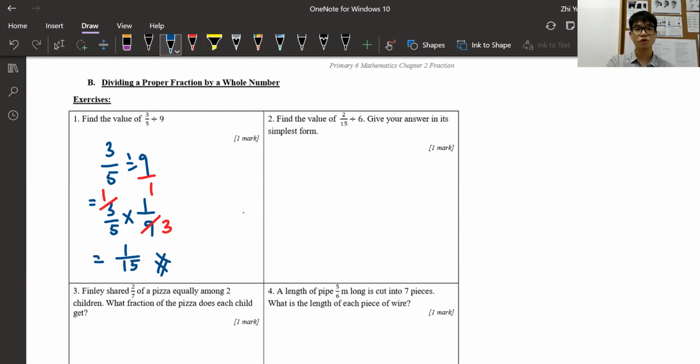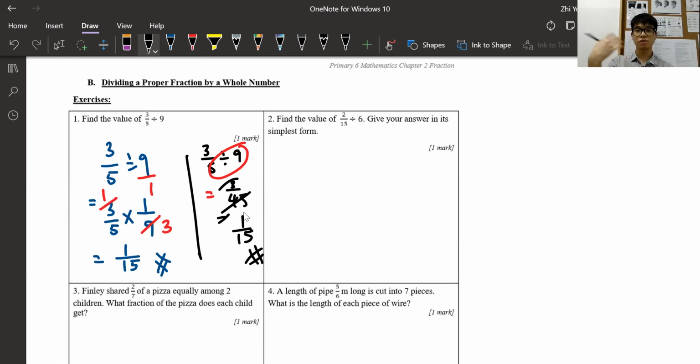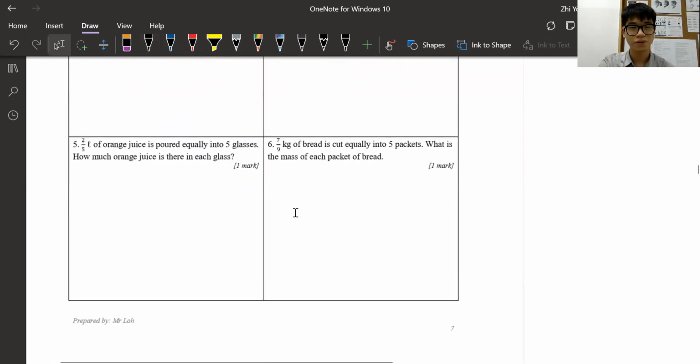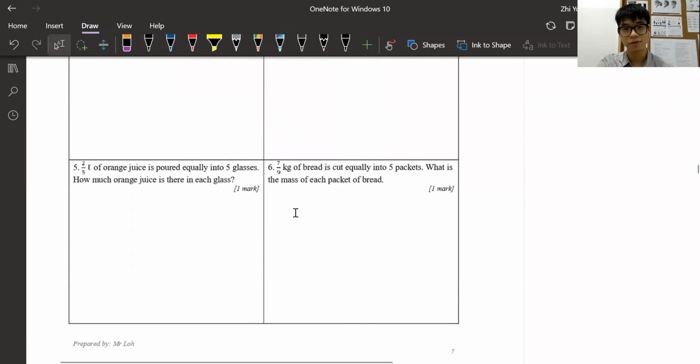And if you're smart enough, you can write it in this way. 3 over 5 divided by 9, and you can straight away combine the 5 and 9 together to become 3 over 45, and you can just simplify to 1 over 15. It depends on the speed that you can get and how you understand the question. Basically all these questions mean the same idea, but let me just go through one example here.